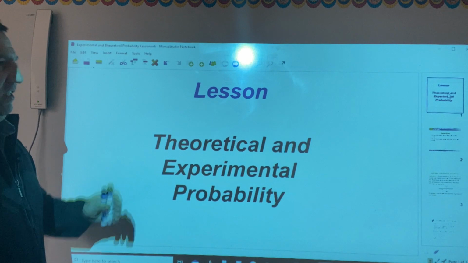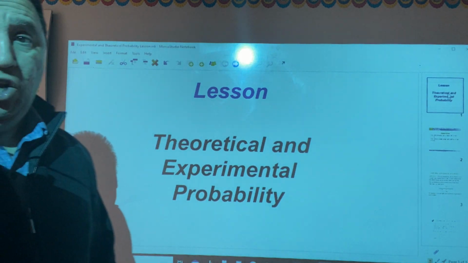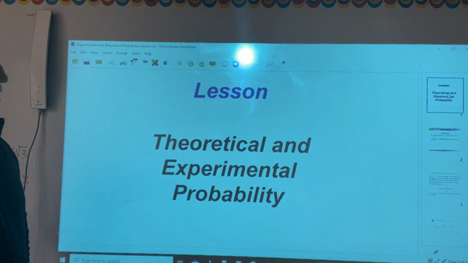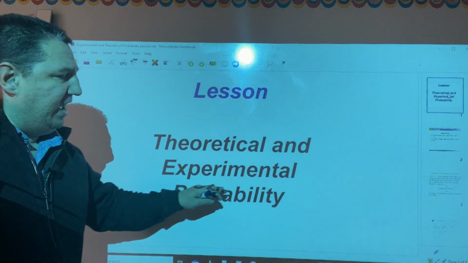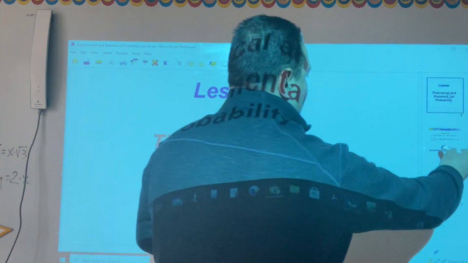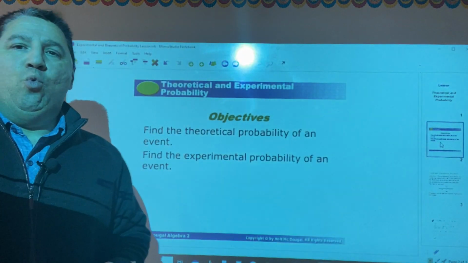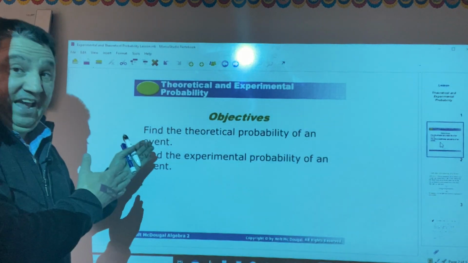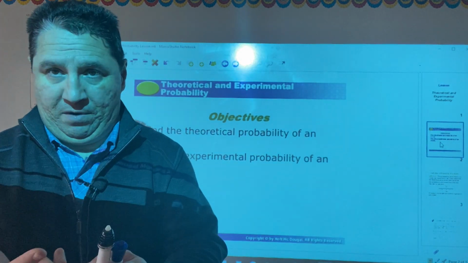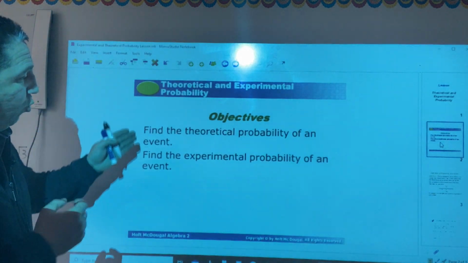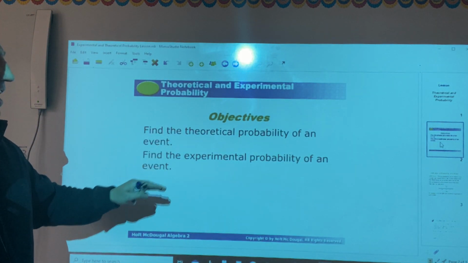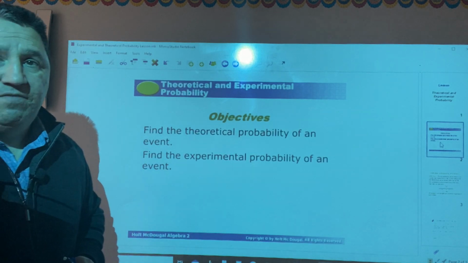Today we'll start a new section called probability. In this lesson, we'll talk about theoretical and experimental probability. We define theoretical and experimental probability, and we'll learn how to find the theoretical and experimental probability of an event.